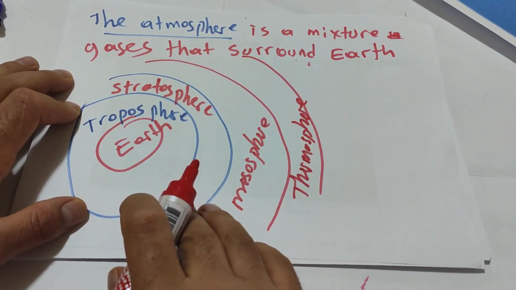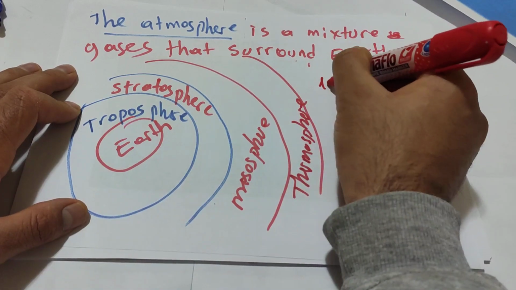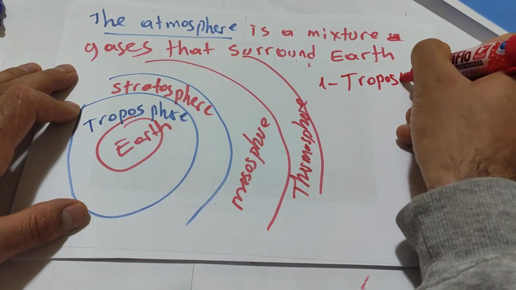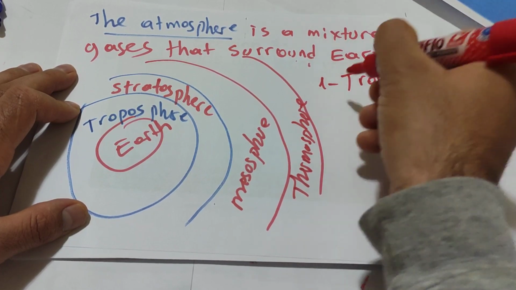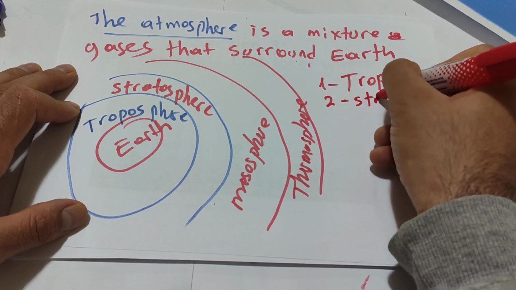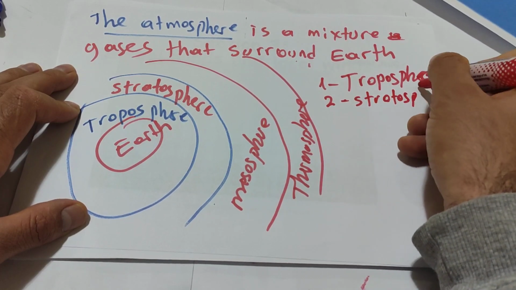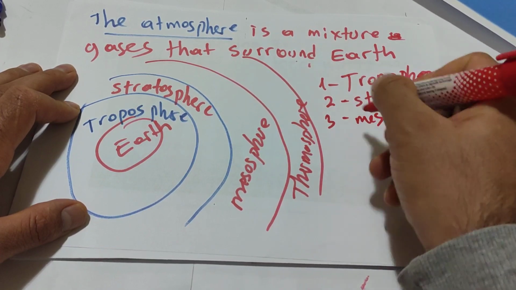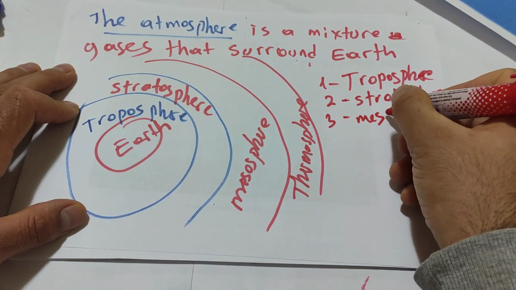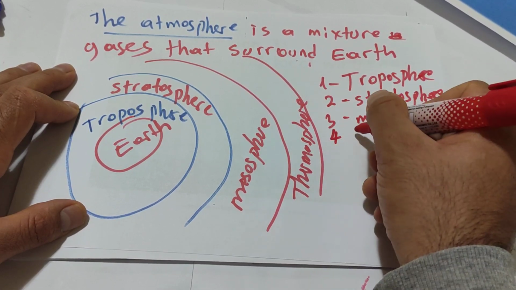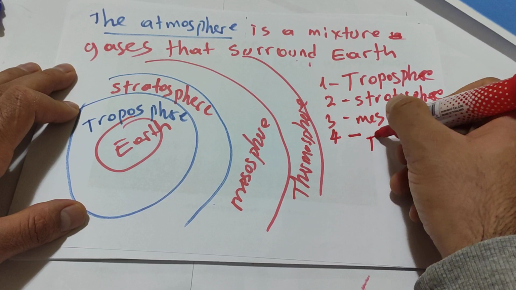four layers of the atmosphere. Troposphere, first one. Second layer is the stratosphere. Third layer is the mesosphere. Fourth layer is the thermosphere.